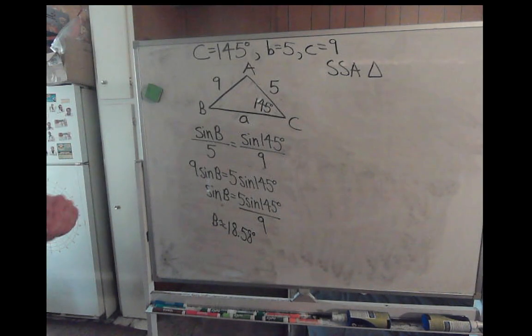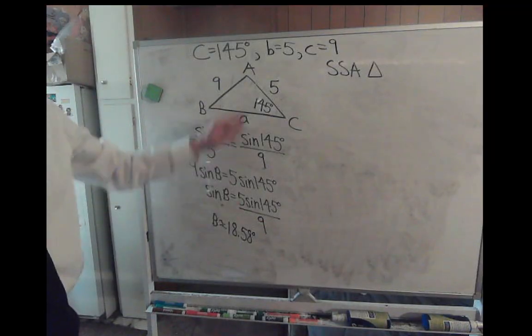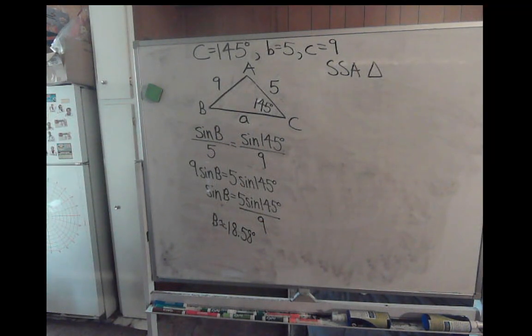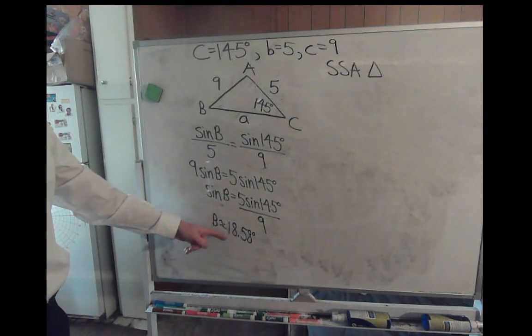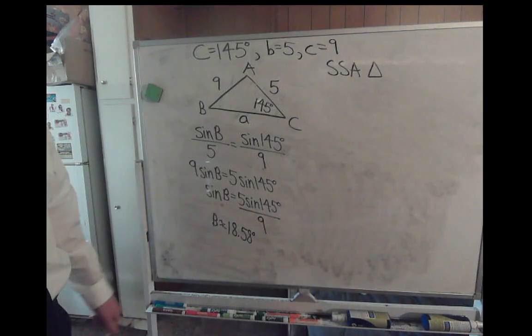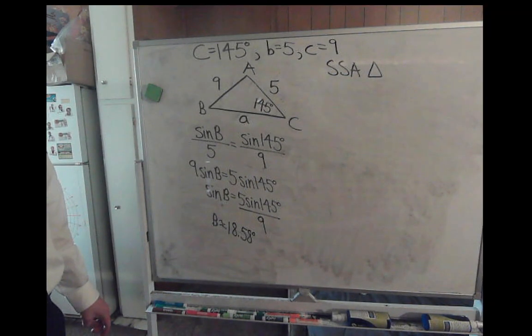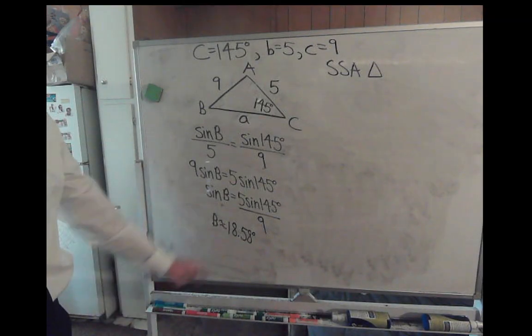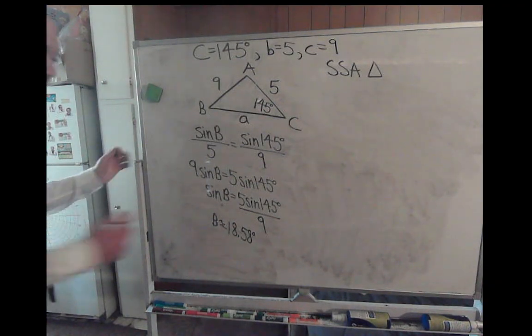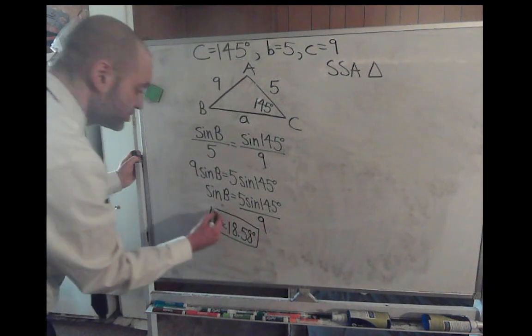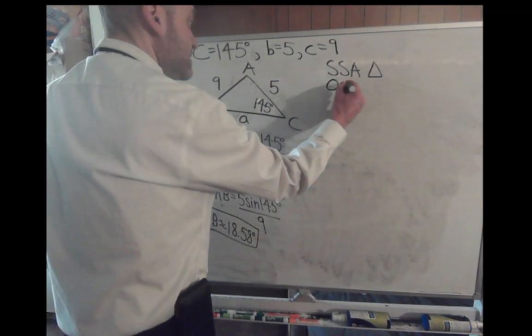So 18.58 and 145 is still under 180. So for sure we have one triangle, but what about a second one? Well, if you take 180 minus 18.58, you're going to end up getting 161.42. You add that to 145, you're well over 180. So only one triangle is possible in this case.